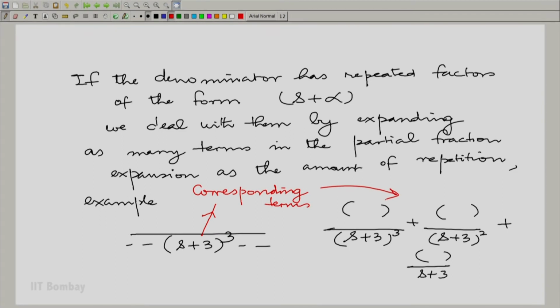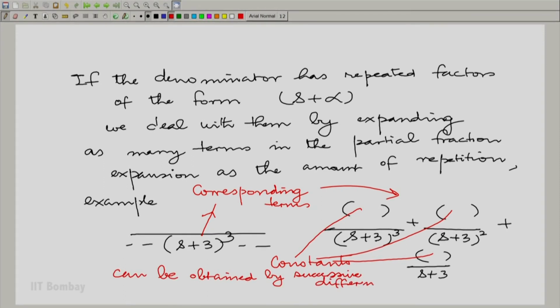And we know how to deal with these. We can obtain these, all these are constants, the ones which I am showing here in brackets. And these constants can be obtained by successive differentiation. We have explained this when we talked about partial fraction expansion. I definitely recommend that you review some of your ideas of partial fraction expansion. It is something we learn in high school and one should review it for understanding the Laplace transform.